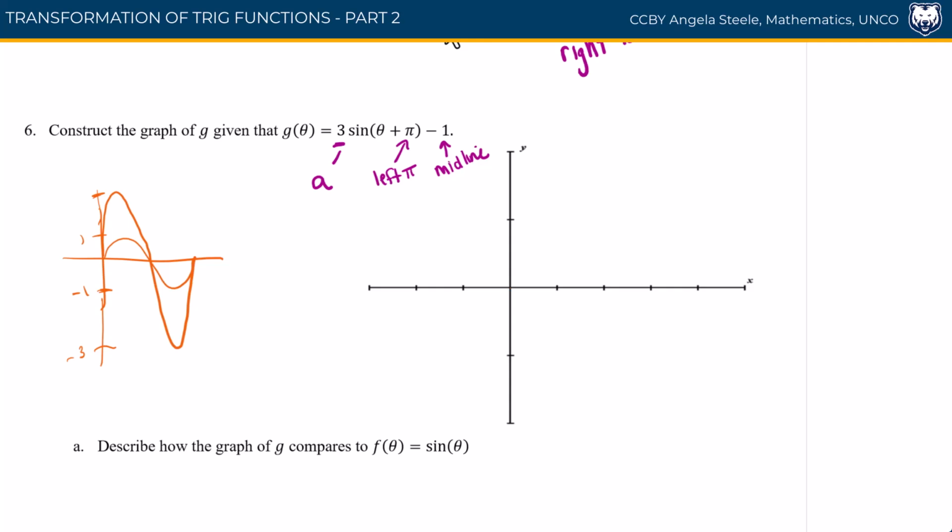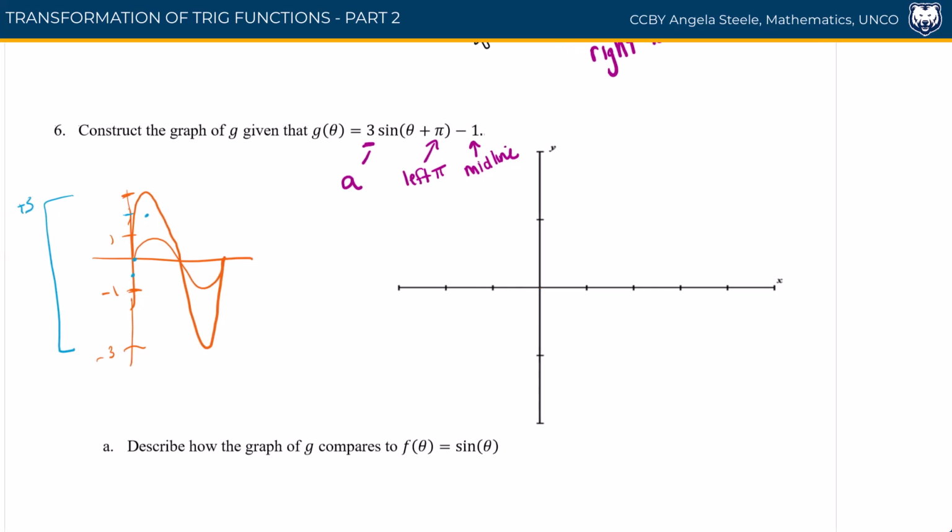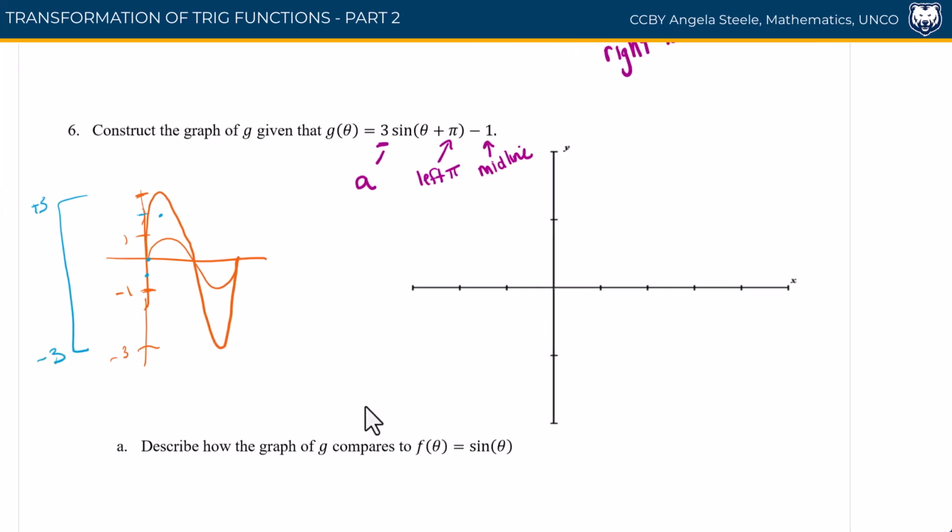So I'm going to change colors here. All of these points are going to shift down 1. Before, it was oscillating between +3 and -3. But because we're shifting it down 1, I'm going to shift each of those down 1, and it's now going to be oscillating between +2 and -4. So both of these are going to be the max and the min on our graph.